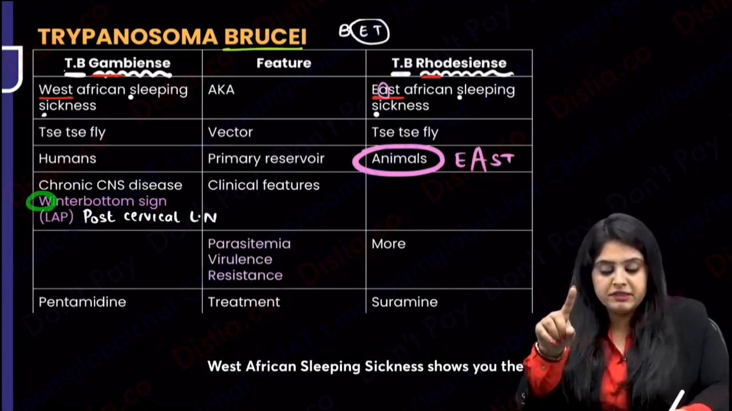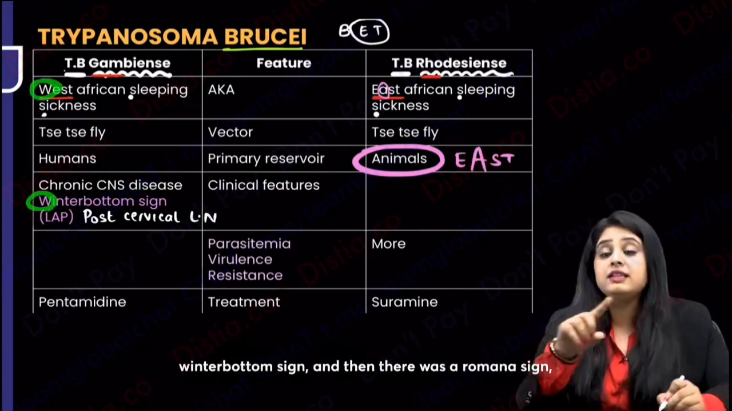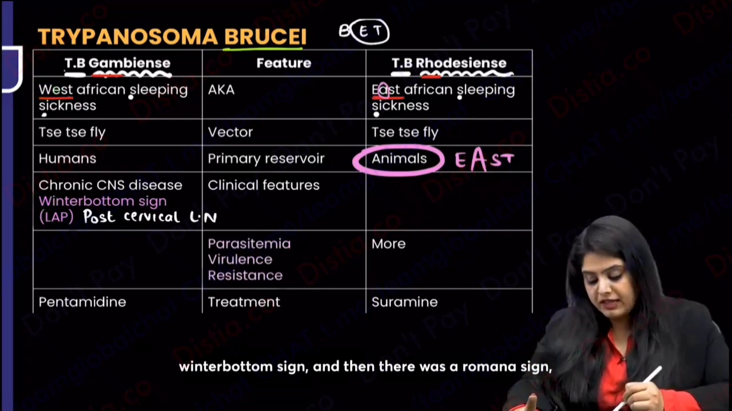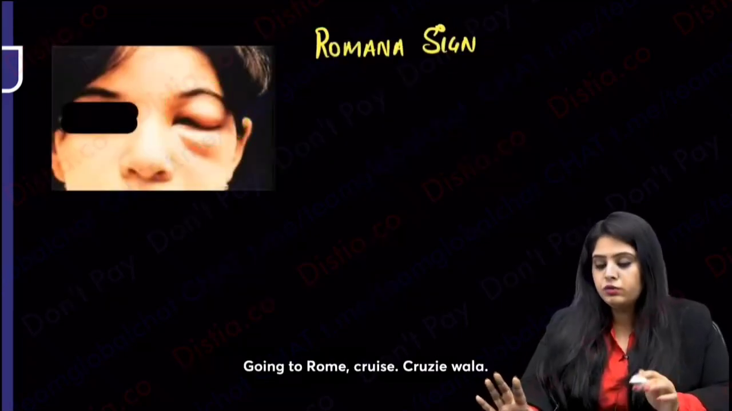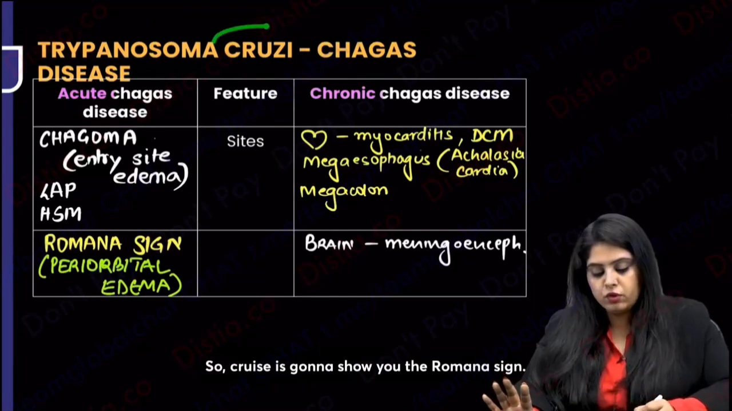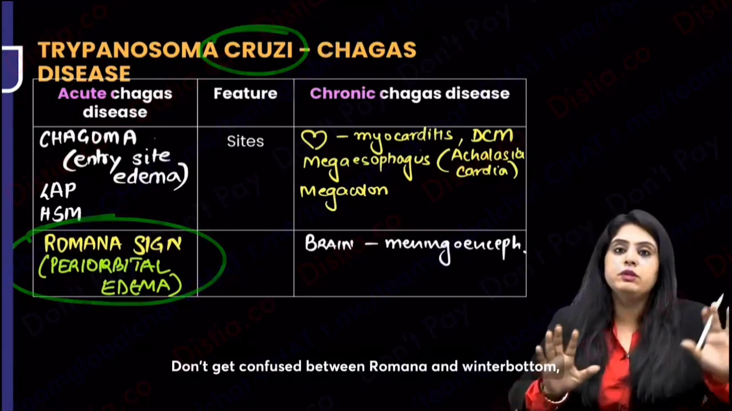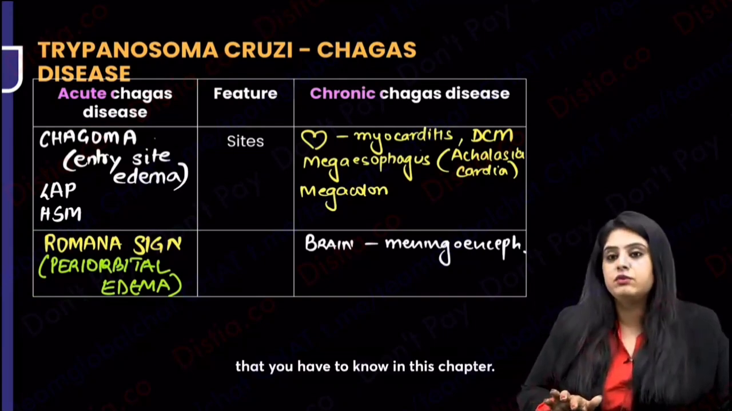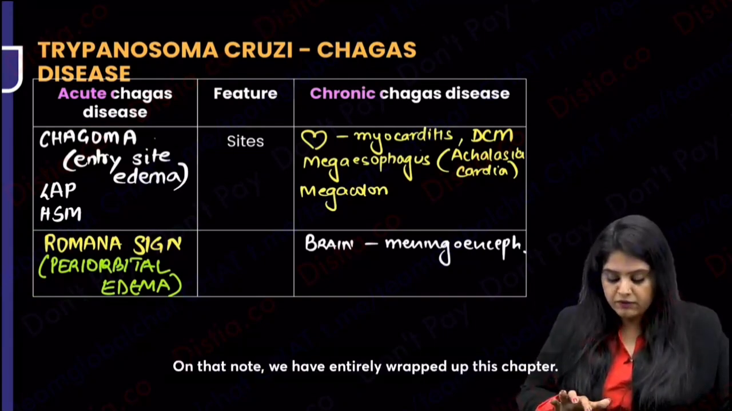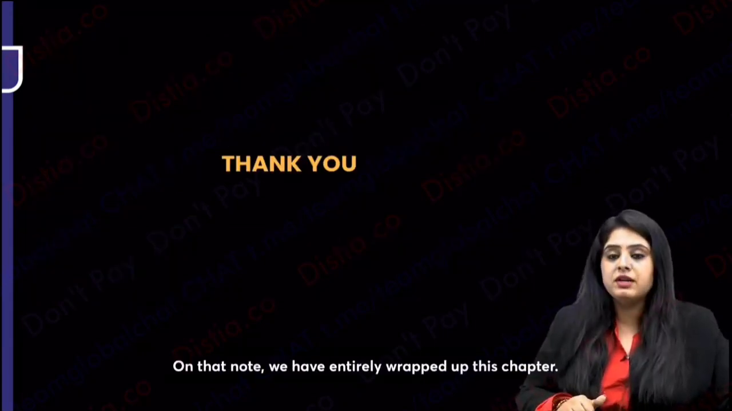I want to wrap up this table on 2 signs. West African sleeping sickness shows you the Winterbottom sign, and then there was a Romana's sign. Romana's sign, which is periorbital edema, was seen where? Going to Rome, cruzi. So cruzi is going to show you the Romana's sign. Okay? Don't get confused between Romana's and Winterbottom. 2 very, very important signs that you have to know in this chapter. On that note, we have entirely wrapped up this chapter.